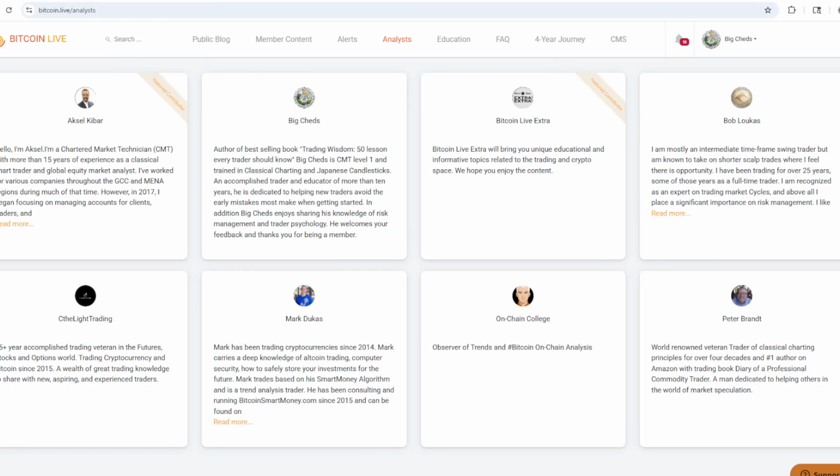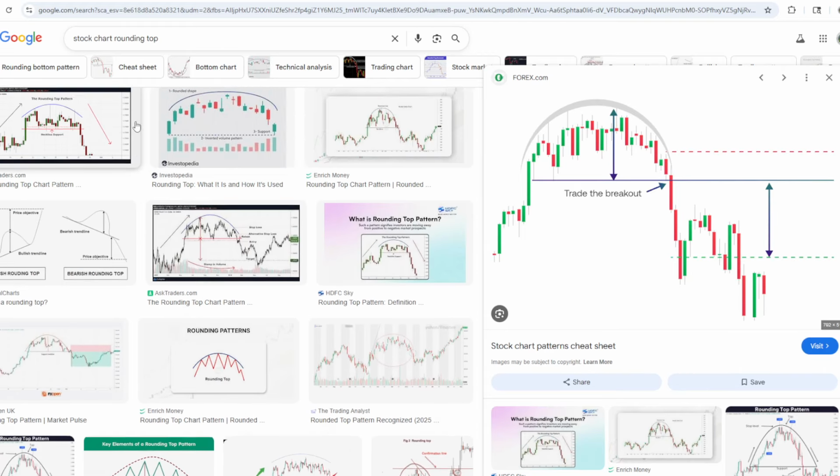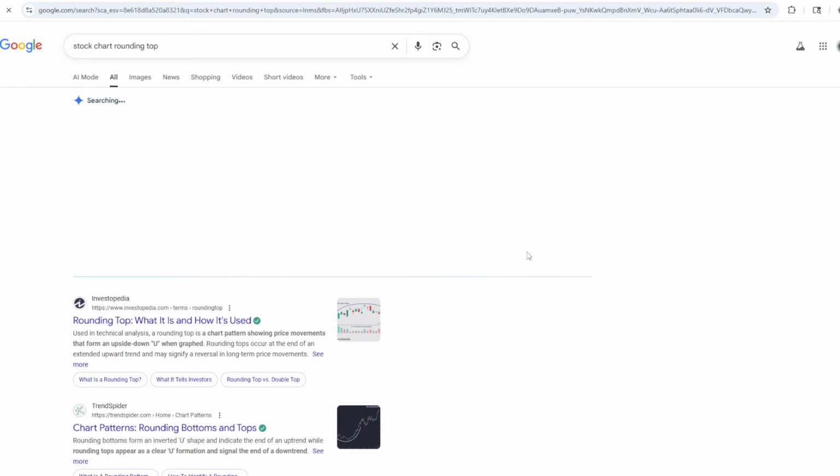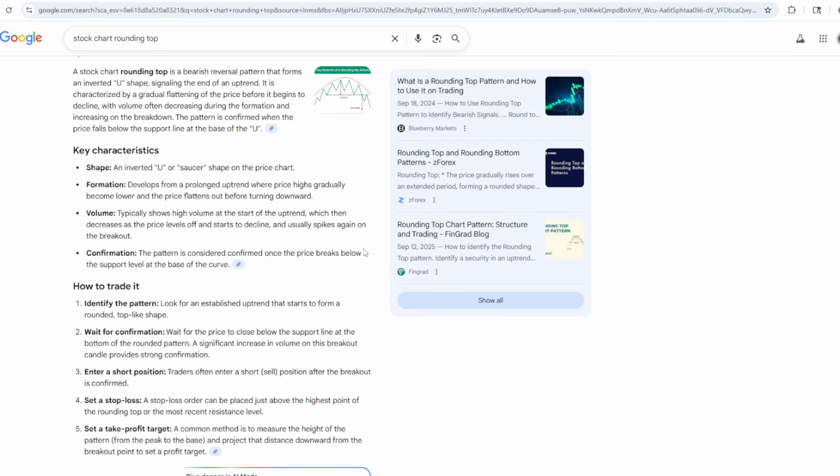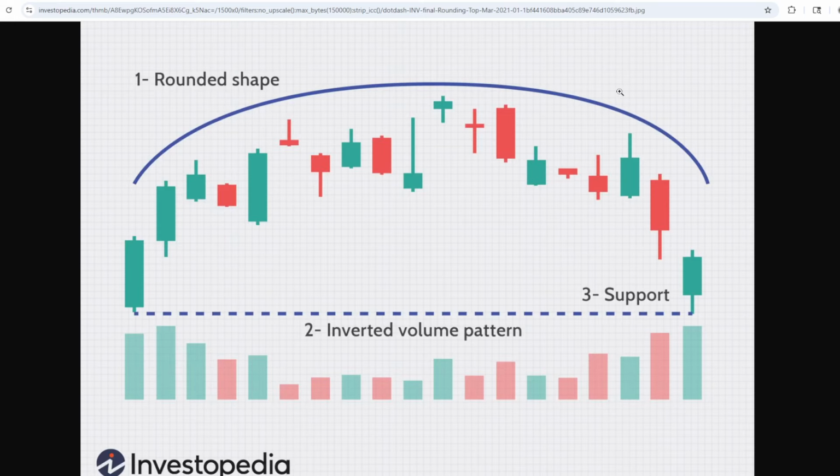For today's lesson, we're going to talk about the rounding top pattern. And you can see some examples, some images here, just a quick AI overview. You can pause and, of course, read this on your own leisure. Here's an image that I've selected.